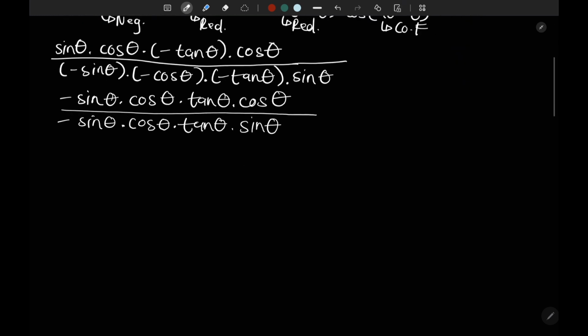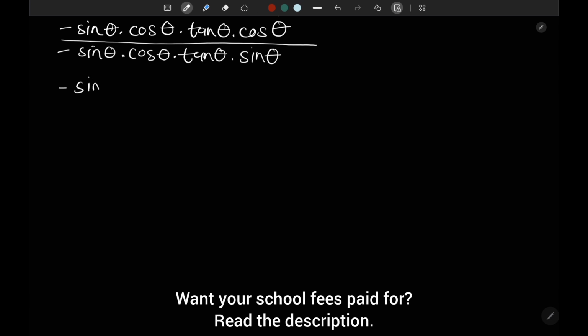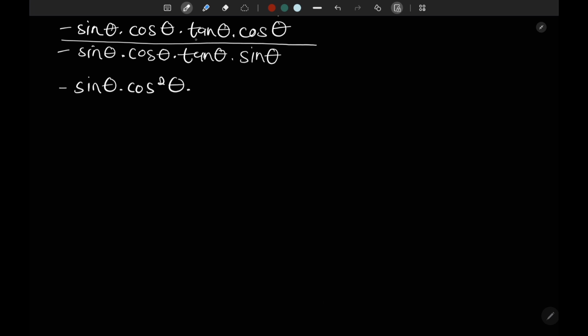Now it's time to look for your like terms. We have negative sine theta. Do you have another sine theta? You have sine theta, cos theta, tan theta, cos theta. No. So you can write this as negative sine theta times cos theta. Do you have another cos theta? Cos, tan, cos. Yes, there is your cos. So cos theta times cos theta is cos squared theta times, we are left with tan theta all over sine theta.